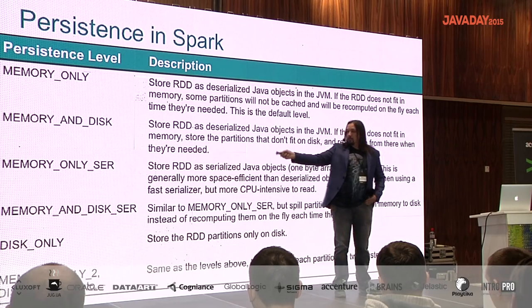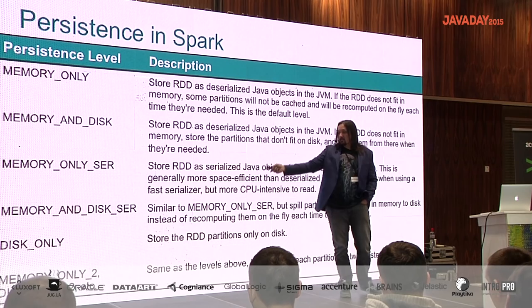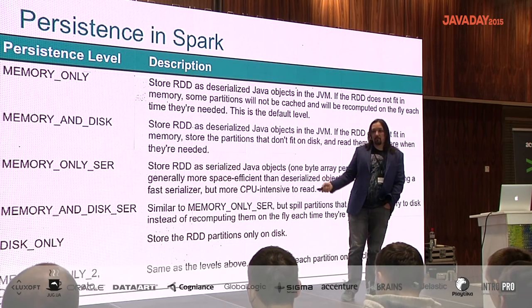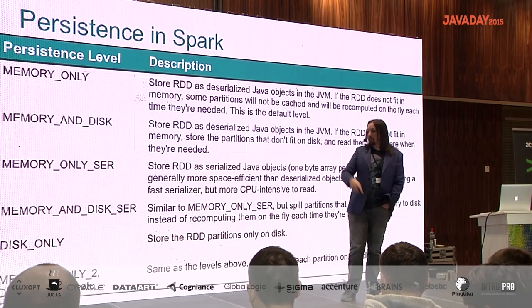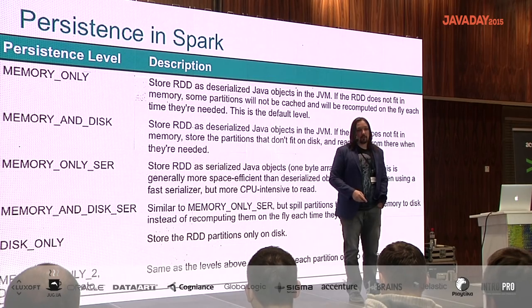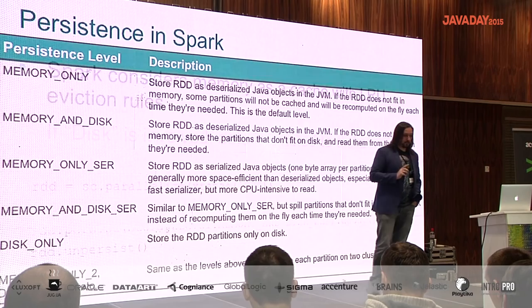Then memory only serialized: again it stores data in memory but in a serialized way. Memory and disk serialized is the same, it stores the data in memory. If the cache eviction happens for memory, it evicts data to the hard disk drive and stores it in a serialized way. You can also have disk only. We'll talk about this a bit later.